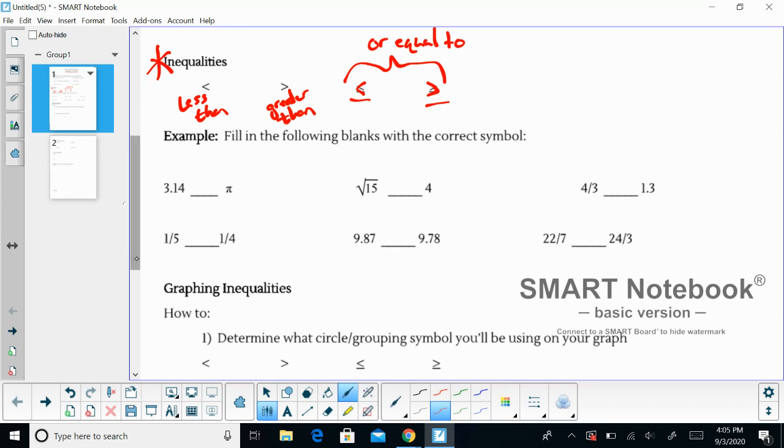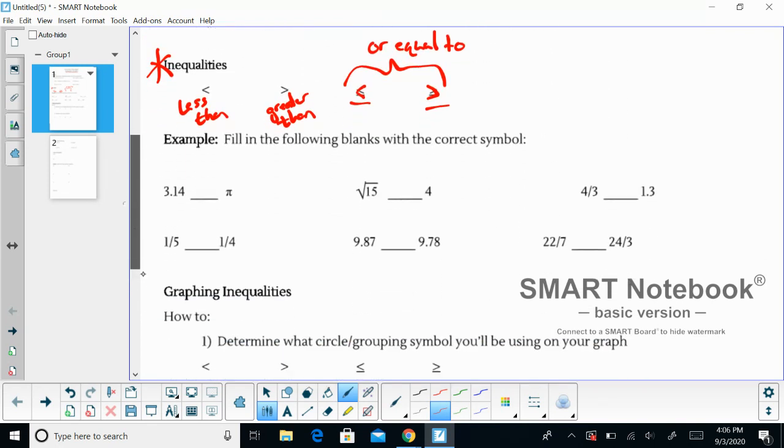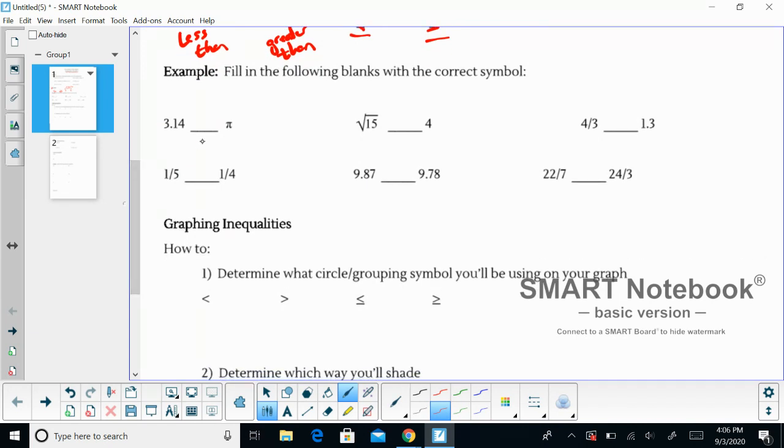Now let's see if we can actually decide which ones of these numbers are greater than or equal to, or less than or equal to, or just greater than or less than. The first one asks us, is 3.14 greater than or less than pi? Well, pi is 3.1415, and so on, right? So which is larger? Well, pi is larger. That's a bigger number. So 3.14 is less than pi. Notice that I'm putting the larger opening of my inequality symbol next to the larger number.